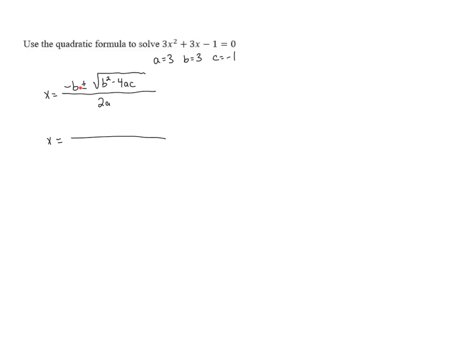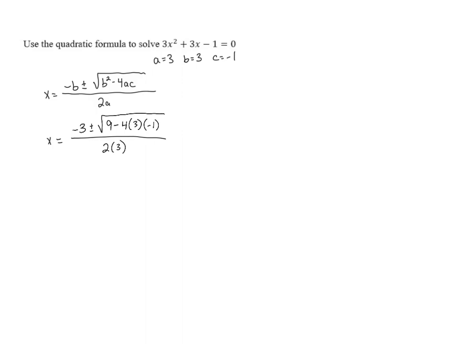We start off with the opposite of b. In this case, b is 3, so the opposite of b is going to be negative 3. Then plus or minus the square root of b squared, in this case is 3 squared, which is 9. Then minus 4 times a, which is 3, times c, which is negative 1, all over 2 times a, which in this case is 2 times 3.